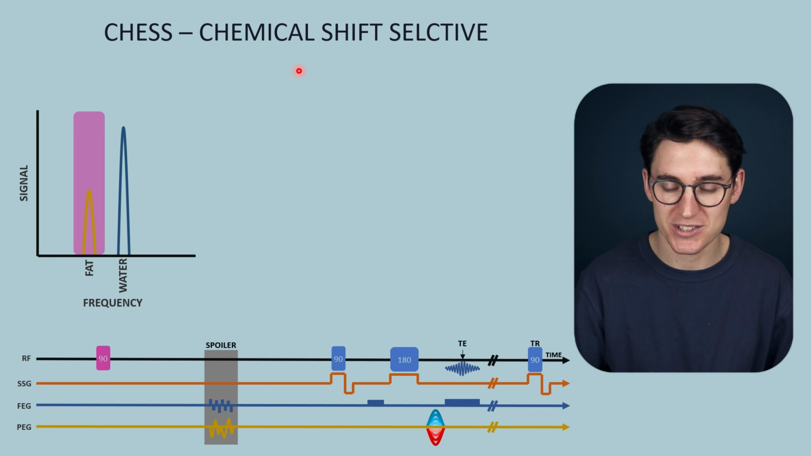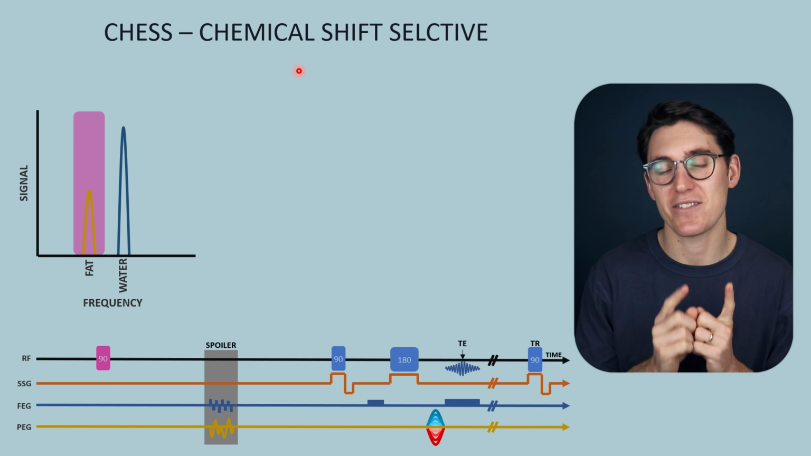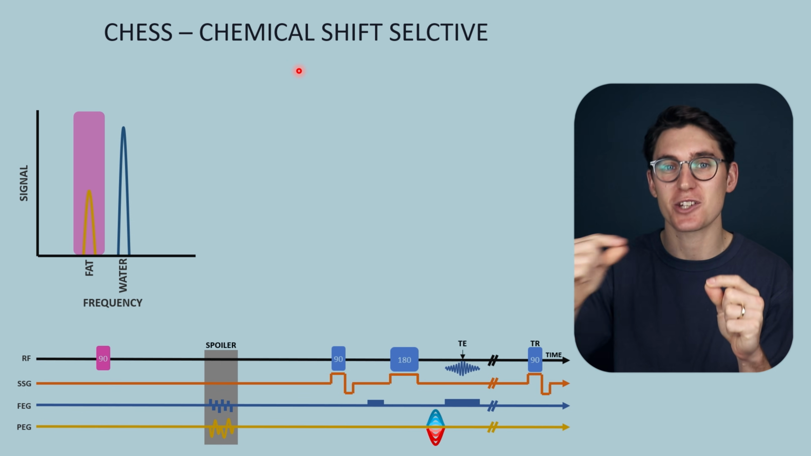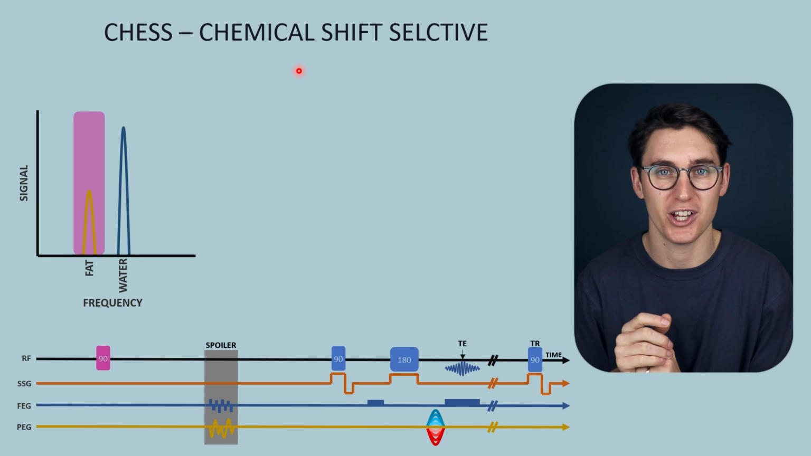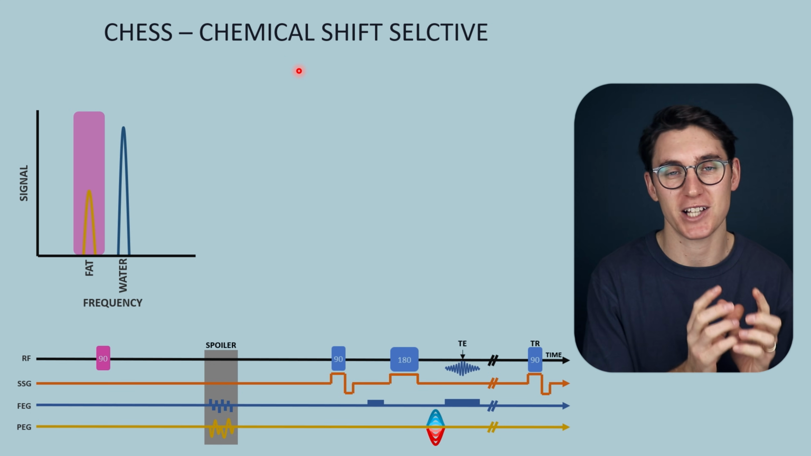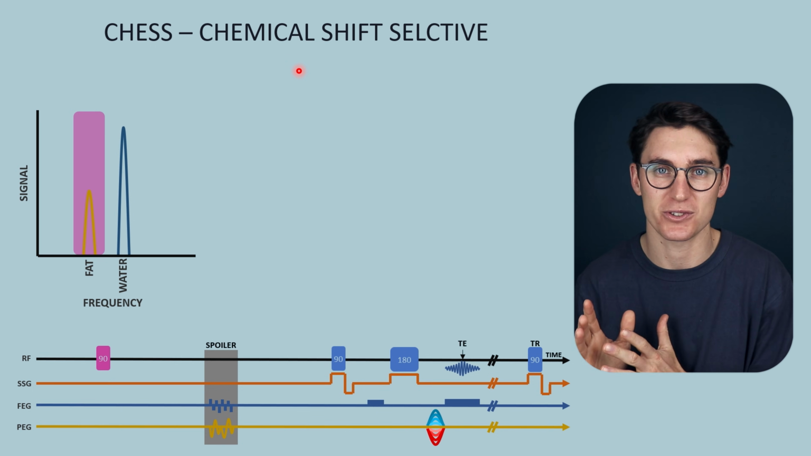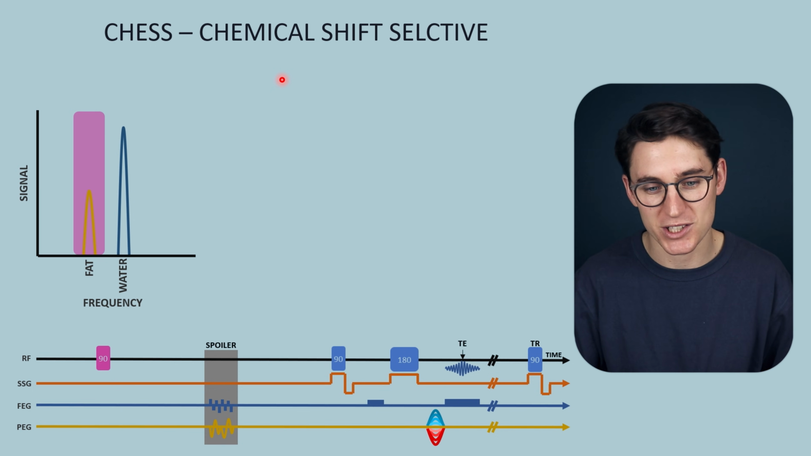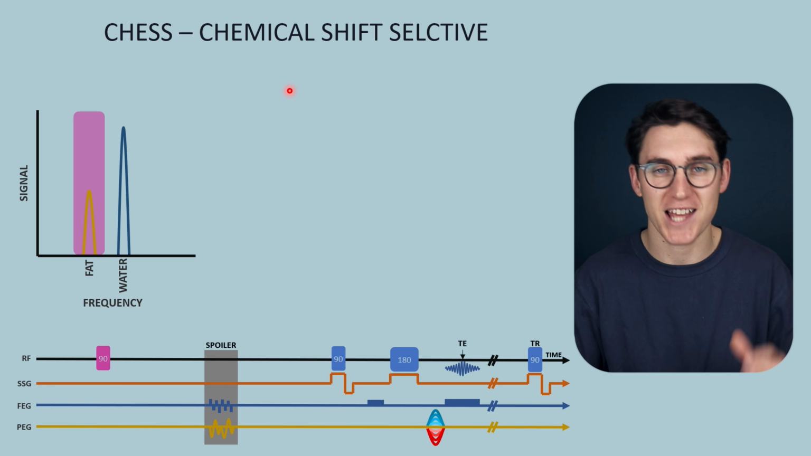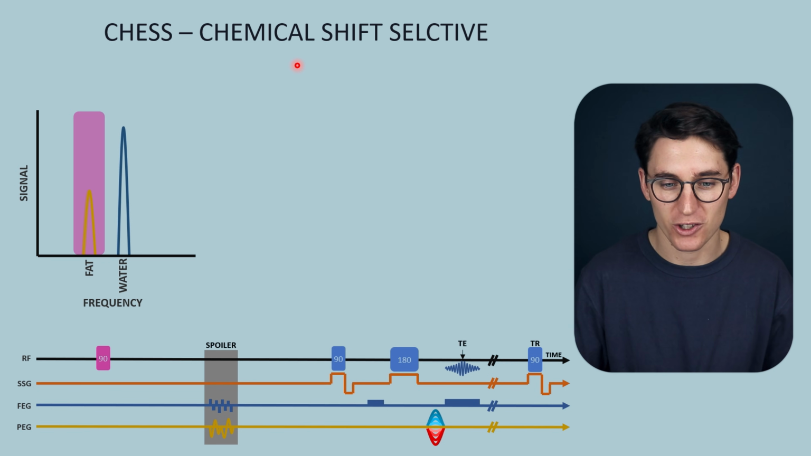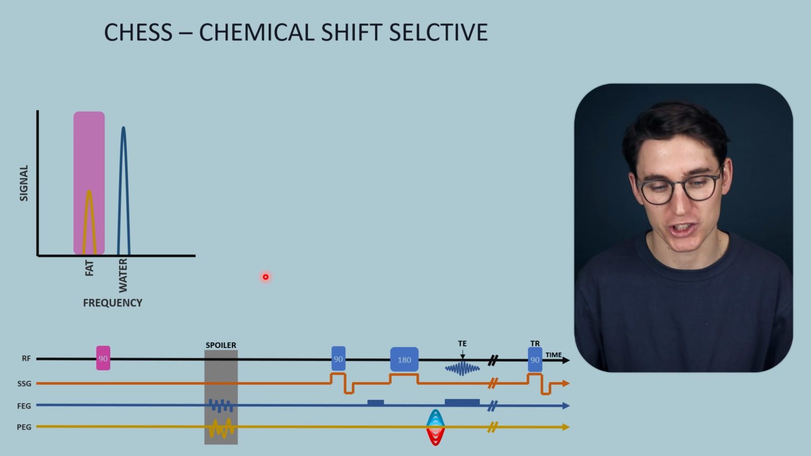Here in chemical shift selective sequences, we don't have that problem. The gadolinium changes the T1 of the tissue, but it doesn't change the precessional frequency of the tissue. So we can still null signals coming from fat and still get signal coming from gadolinium that's in tissues. So this is a great type of sequence if we're using gadolinium contrast and we want to get rid of signal coming from fat.